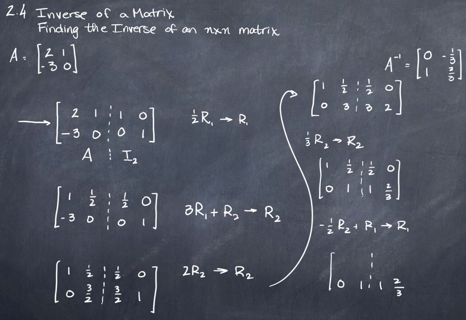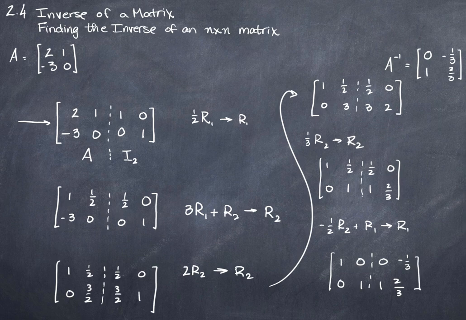And I'm going to multiply everything in this row by negative 1/2 and add it to this row. So negative 1/2 times 0 plus 1, negative 1/2 times 1, negative 1/2, plus 1/2. Same thing for this entry. Negative 1/2 times 2/3 is negative 1/3. When you add that to 0, you get negative 1/3.